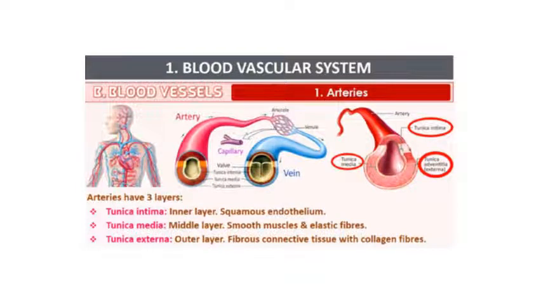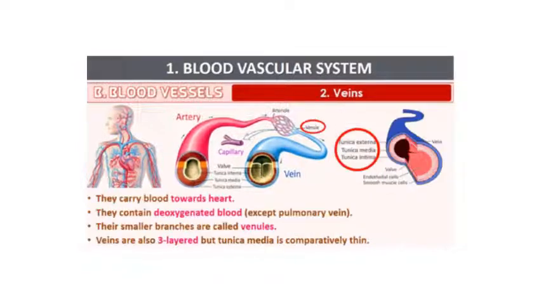Then we have three layers of arteries. There's an inner layer, tunica intima, tunica media, which is the middle layer, and the outer layer, which is called tunica externa. So the inner layer is made up of squamous endothelium. The middle layer is made up of smooth muscles and elastic fibers. The outer layer is made up of fibrous connective tissue with collagen fibers.